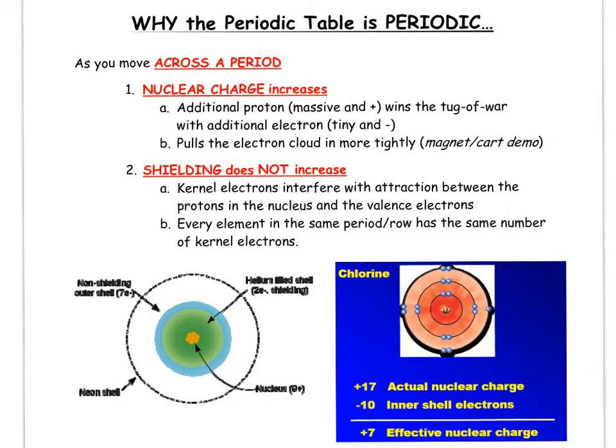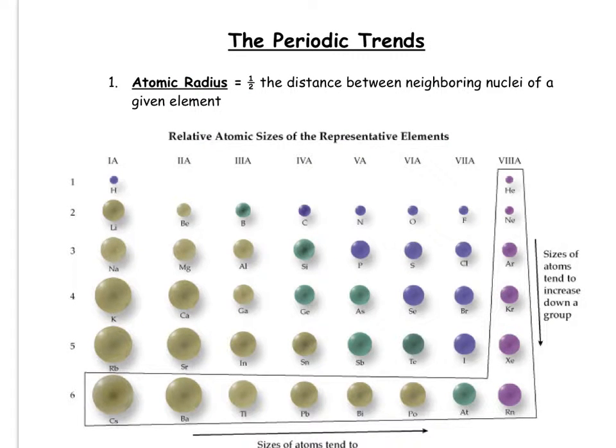So what happens is, as I increase my nuclear charge, that nuclear charge gets strong enough to start pulling that outermost electron valence shell in closer and closer to the nucleus. So as I go across a period, the radius of my atom is going to get smaller. And we can see that here in this diagram.